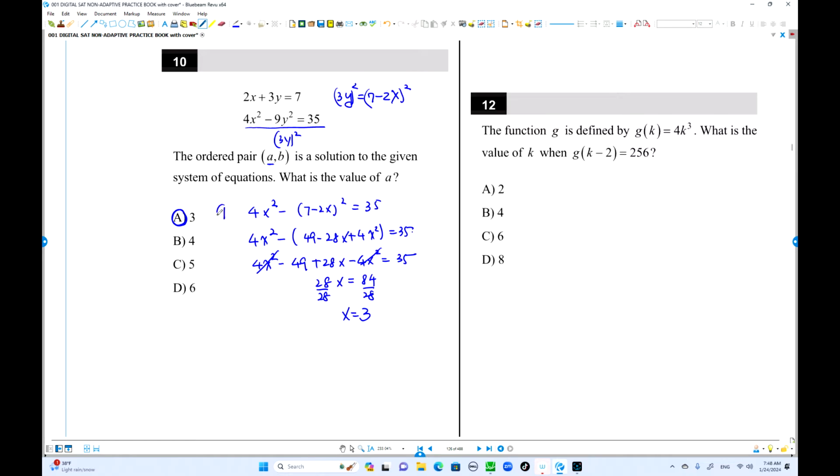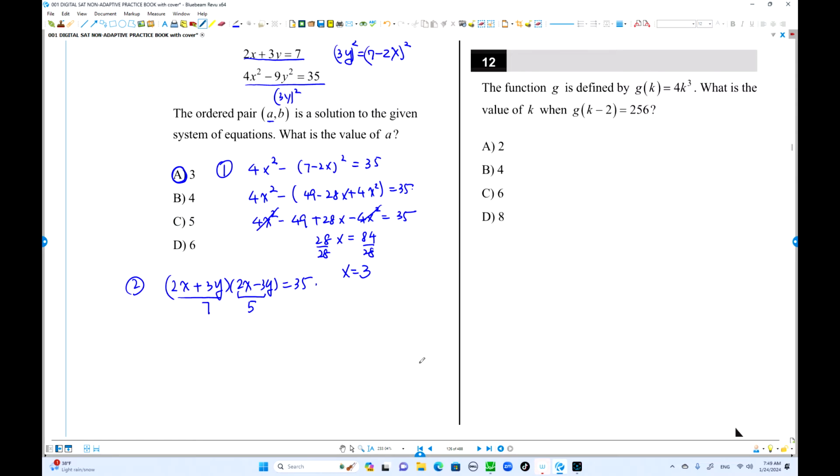You can solve this way too. Another way, take a look there. 4x squared minus 9y squared is 35. Can you factor this one? Yes, you can do that. 2x plus 3y times 2x minus 3y equals 35. So we already got 2x plus 3y equals 7. This side is 7. What about the other side? 5, isn't it? 3 times 7 times 5 is 35.